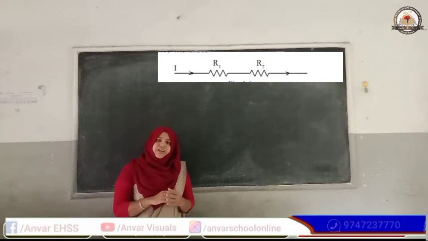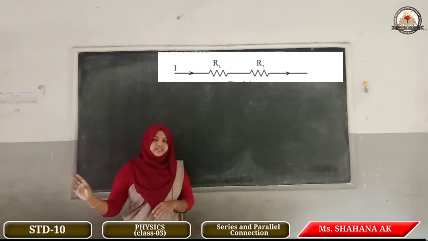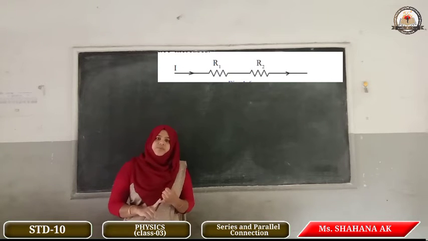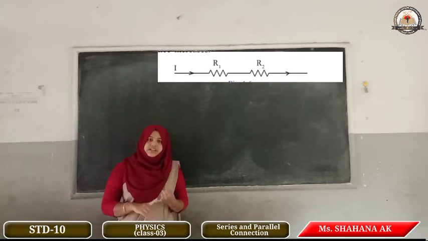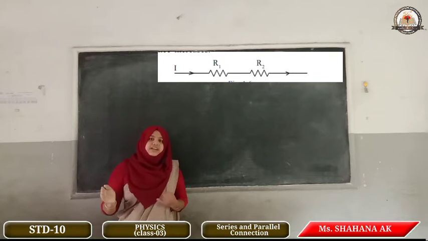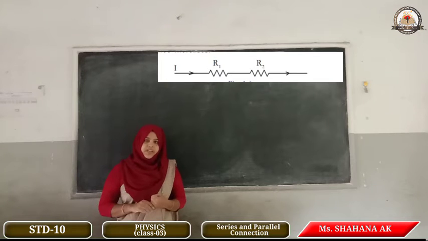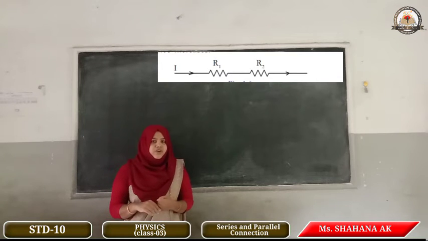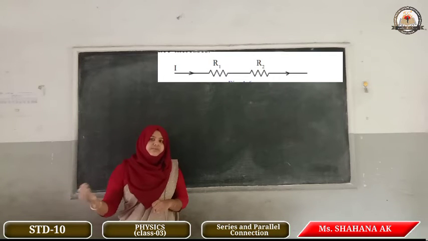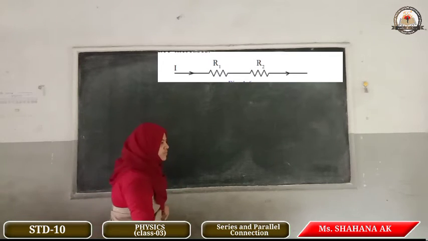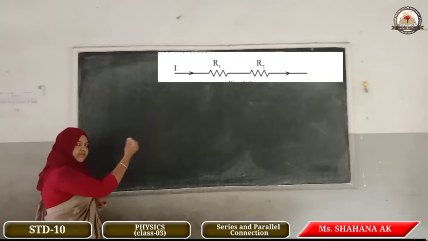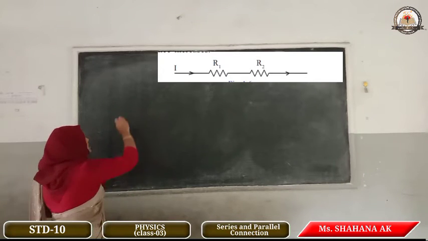Then, the current remains same across every resistor. So, in series combination of resistors, potential difference gets divided. That means potential difference will be different and the current remains same. Have you got this? In series combination, potential difference will be different and current remains same. So we have to find what will be the effective resistance when we are connecting the resistors in series.